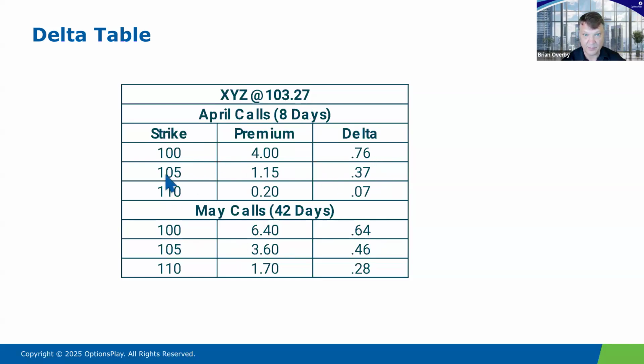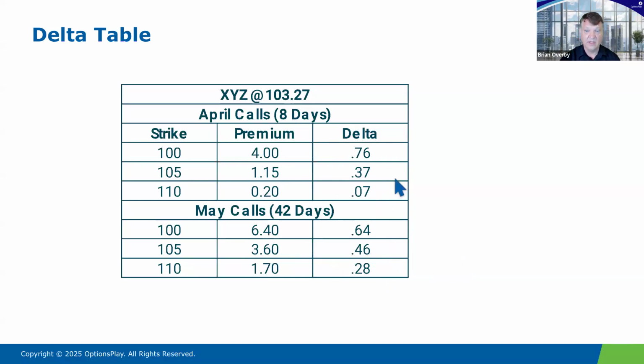105 strike. Let's flip the script. Now we're a little bit out of the money. Trading for 115, delta's 37. Now time is my friend. I only have 8 days for it to get in the money. Over here, 105, trading for more because time is money, $3.60. Delta's 46. Why? I have 42 days to get there. So I need the time to get in the money that I don't have on this one. And that gets reflected in the option contracts.